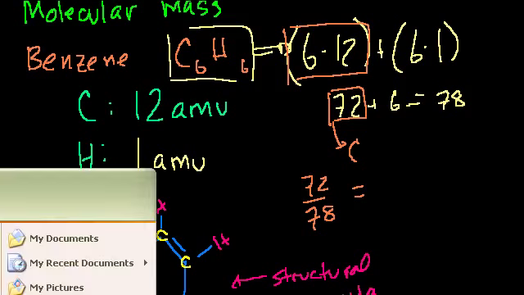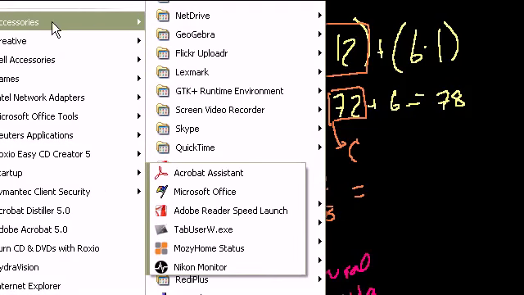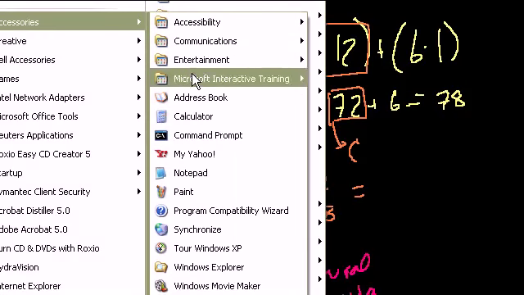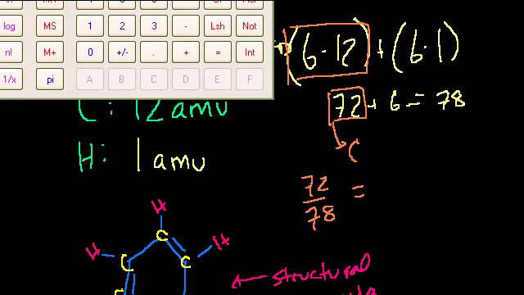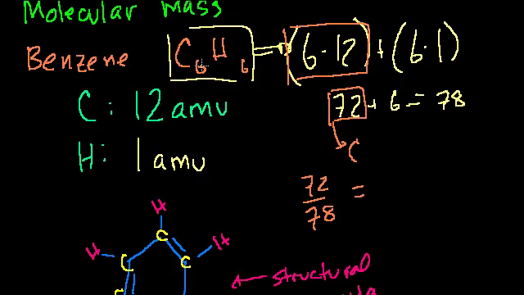Let me get a calculator going. I should have had my calculator open ahead of time. There you go. All right. So 72 divided by 78 is equal to 92.3%. So benzene is 92.3% carbon by mass. And of course, the remainder, the 7.7%, is going to be hydrogen.